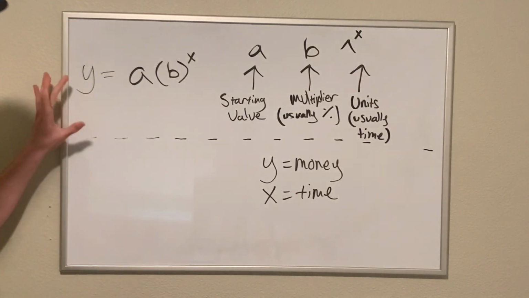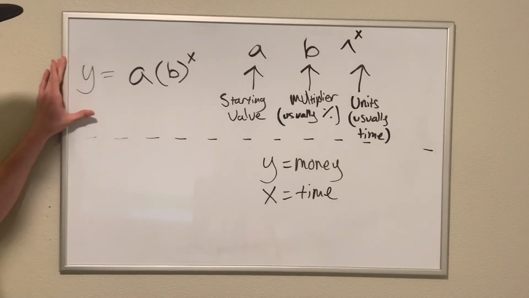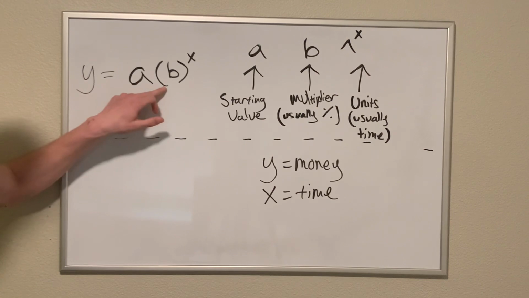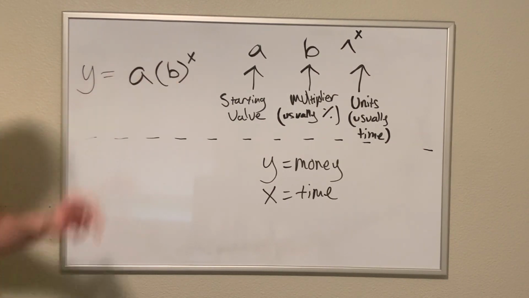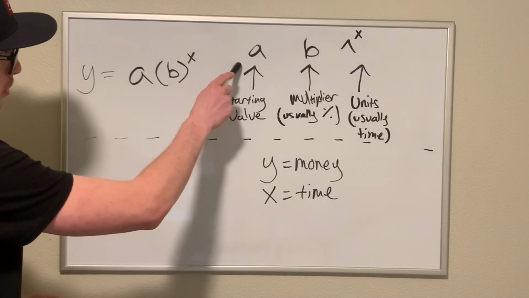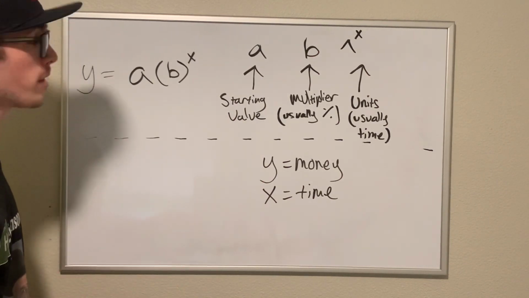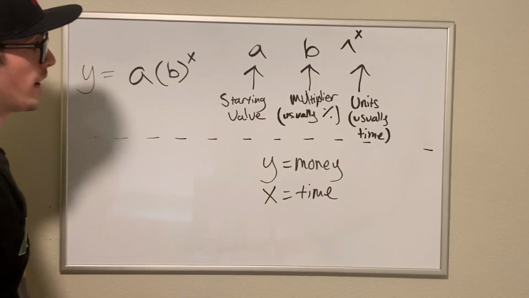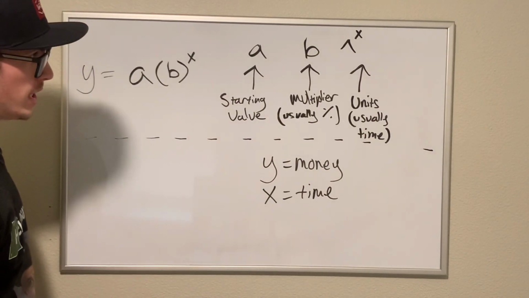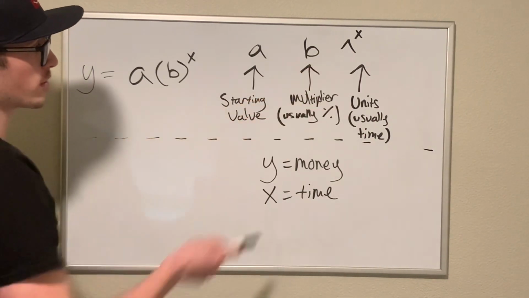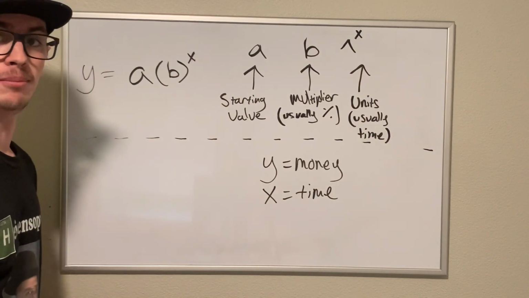So this is one way to represent an exponential equation. Y equals a times b to the power of x. In this case, a represents our starting value, or whatever amount of money that we'd start with. B is our multiplier. It's usually in the form of a percentage. And the power of x represents our unit of time.